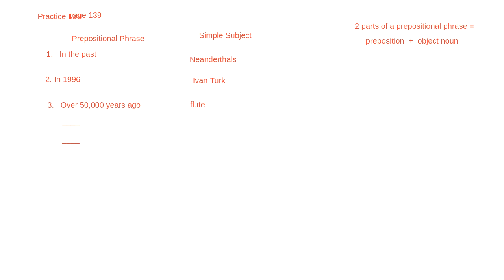Okay, here we go. The two parts of a prepositional phrase are first a preposition and then an object noun. So number one, the preposition is in. The noun, the thing, is the past. So that is a prepositional phrase. And number 2, the preposition is in. And then we have a year, which is a thing. It's a noun. So together, it's a prepositional phrase. Okay, does that make more sense?